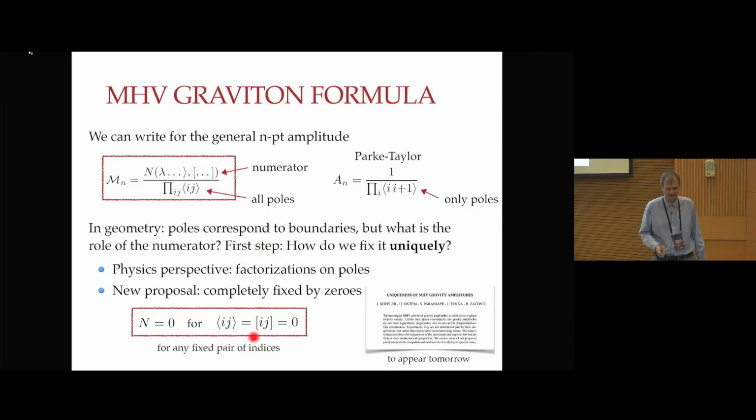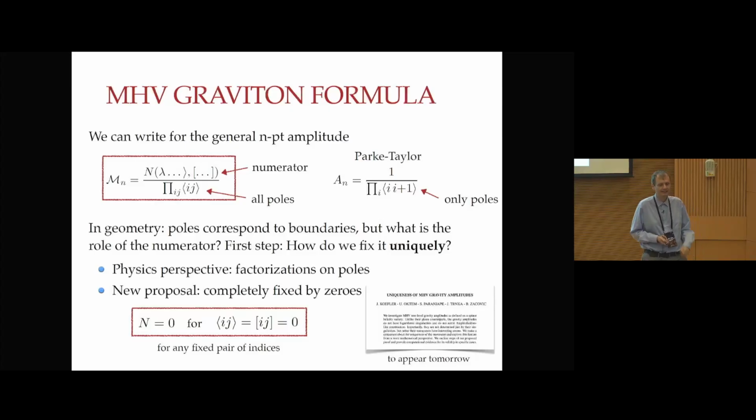And what we proved in the paper, which should show up tomorrow or the day afterwards, is that if we take a property that we have known for a very long time from physics, that there is no pole, that the numerator should vanish whenever we send an angle bracket and square bracket to 0 for a given fixed pair of indices, only imposing that for all pairs fully fixes the numerator.